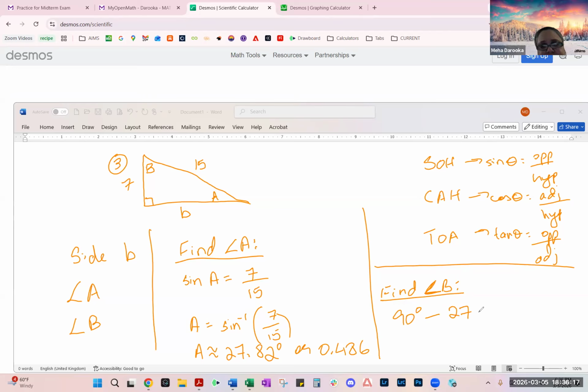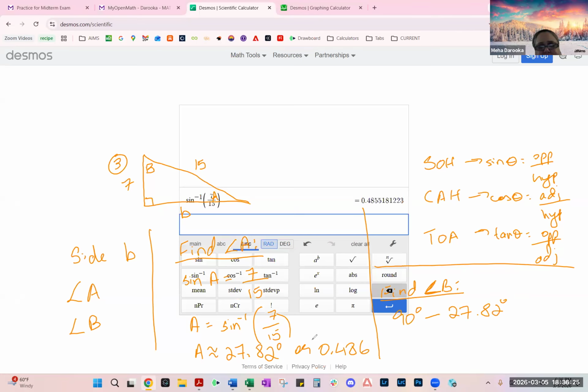So you can use 27.82, or if you were working with radians, then of course you can do pi halves minus that, right? So this will come out to be 90 minus, and I will change this into degrees since we're working with degrees, and I'm just going to use the answer feature to get that.